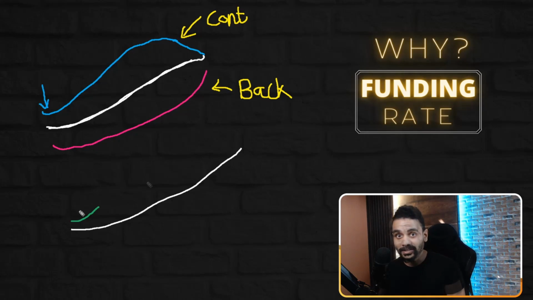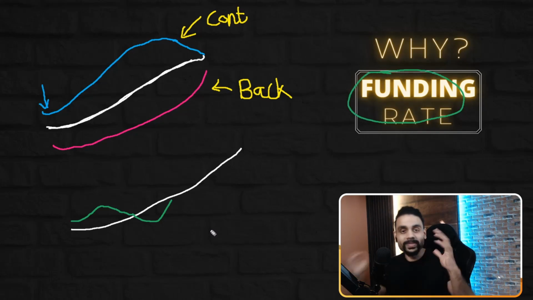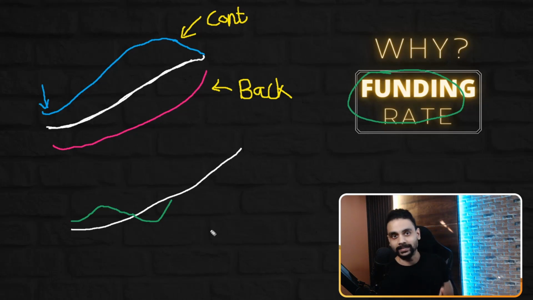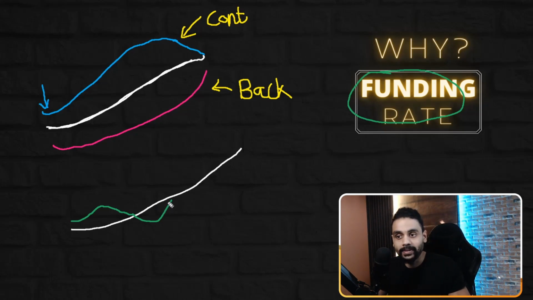So what do they do? They put in incentives for the market to push the price back towards the spot price. So if the market trades underneath the spot price, they'll have incentives for the market to push the price back up towards the spot price. And what are these incentives? Where does it come from? Well, it comes from the funding rate, guys. So let's break this down very, very simply, all right? Let's go through an example.